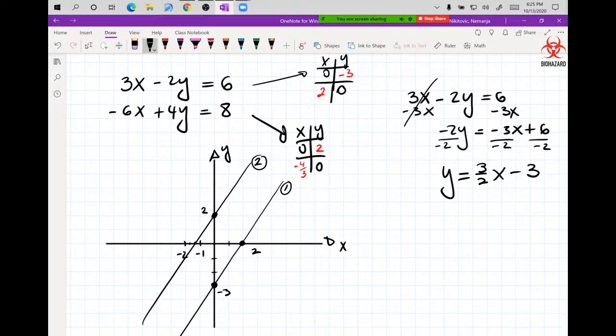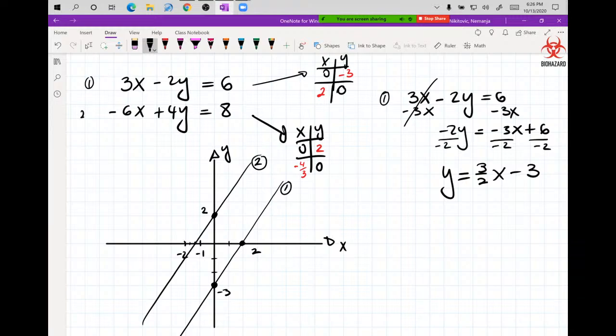So we used that, I believe it was like 2.4, formulas where you solve for y, and when you solve for y, you actually get your y equals mx plus b. So here's the m, 3/2. So that was the first equation.